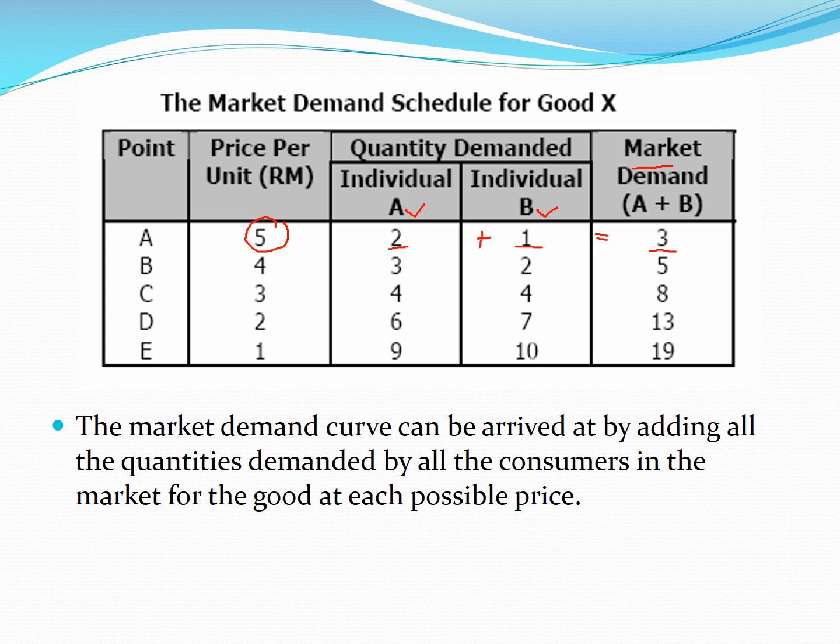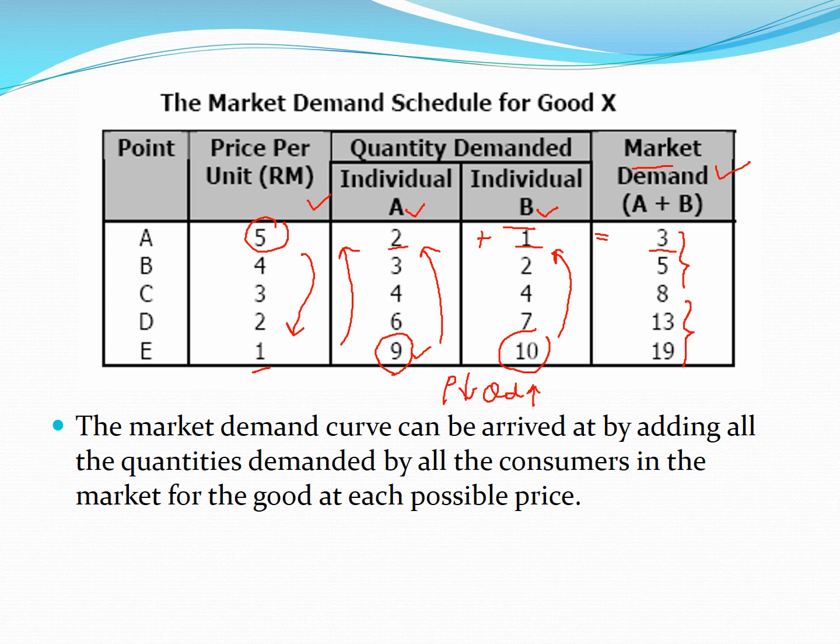But if the price is reduced to 1 ringgit, A is willing to buy more, from 2 to 9, and B from 1 to 10. So when the price drops, quantity demanded will increase. If the price increases, quantity demanded will drop. So for market demand, when the price is expensive, quantity demanded becomes lesser, and if the price is cheaper, quantity demanded increases. So the relationship between market demand and the price is still negative.